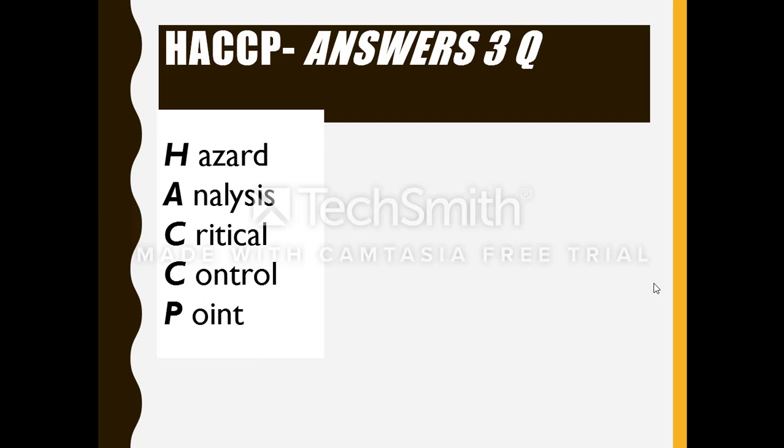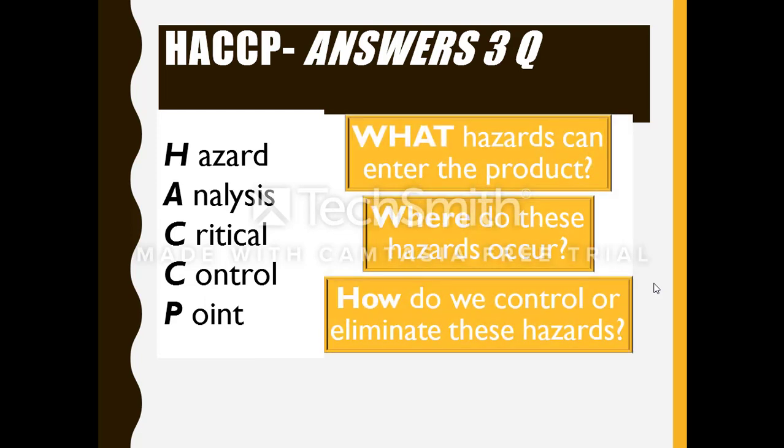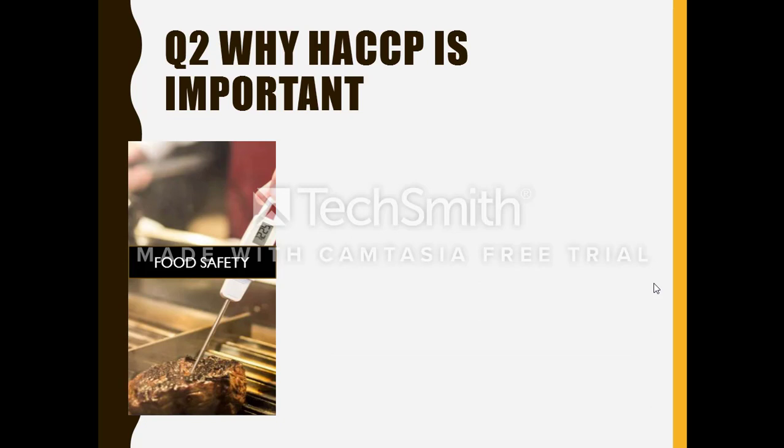Alright, in order to clearly do HACCP, there are 3 basic questions that need to be answered. So HACCP, Hazard Analysis Critical Control Point. Question number 1, what hazard can enter the product? We need to identify what hazard can enter the product. Question number 2, we need to know where these hazards occur. And question number 3, we need to identify how we can control or eliminate these hazards.